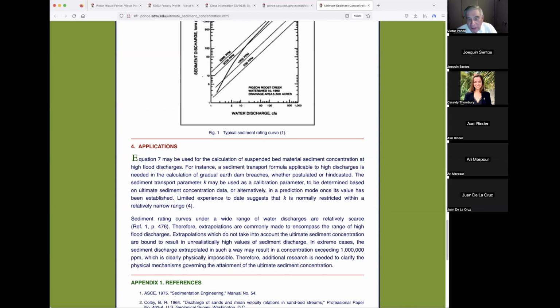Whether postulated or hindcasted. Postulated is when you're saying, what if this happens? Let's figure out what's going to happen. Or hindcast, and hindcast means it has already happened. Now we're going to try to reproduce by calculation what actually happened.